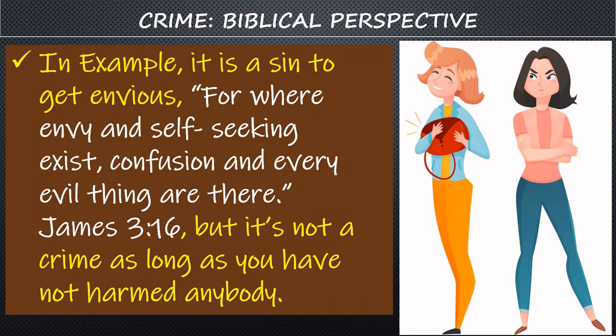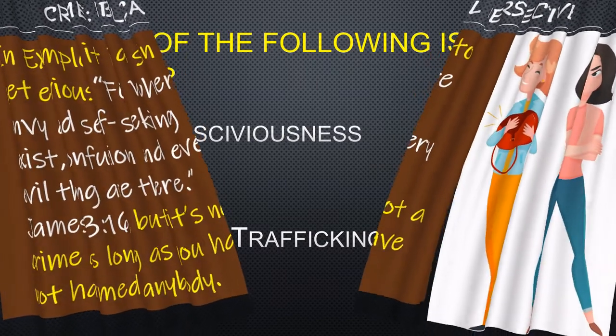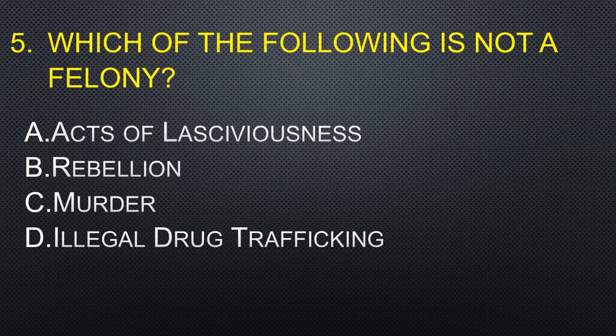So let us discuss the questions now. We are now in question number 5. Which of the following is not a felony? Well, again, if we go back, felony pertains to all crimes punishable under the Revised Penal Code, with the exemption of some. So, acts of lasciviousness, rebellion, murder, all of those are punishable under the Revised Penal Code.